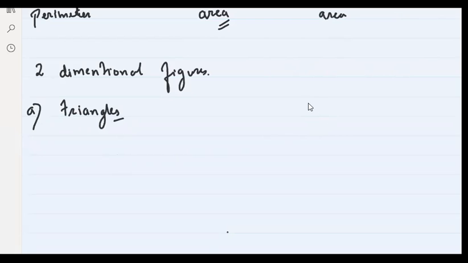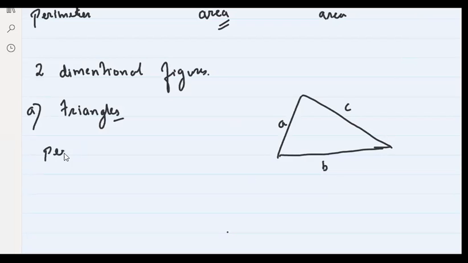So when we talk about triangles, I hope everyone knows how triangles look like, right? Triangles look like this. Okay, got it? Got it, everyone? Now suppose this length is A, this length is B, and this length is C. So what do you think? What is the perimeter of this triangle? Tell me, everyone.